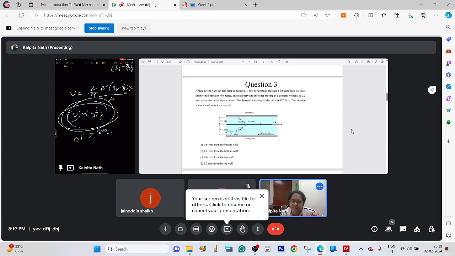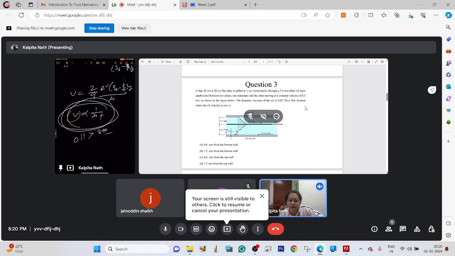The total is 3.6 mm, sandwiched between two plates, one stationary and the other moving at a constant velocity of 0.3 meter per second. So what is happening? It is a Couette flow, though there is one flat plate in between, also 20 by 20 centimeter, that is also pulled at a velocity of 1 meter per second. The dynamic viscosity of the oil is 0.027 pascal second.